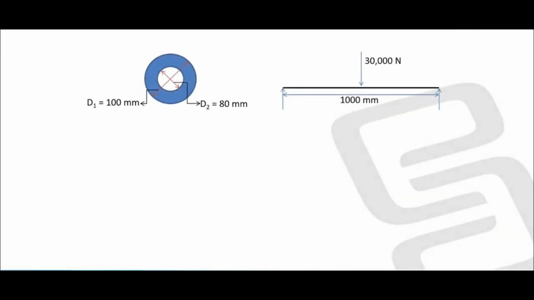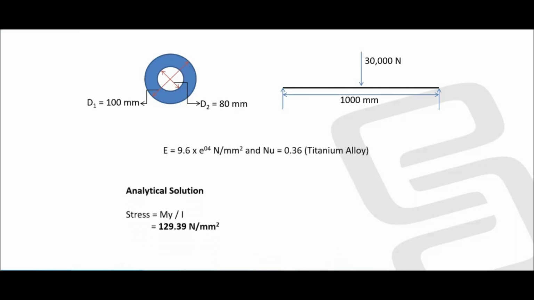Now first I will show you the problem statement. So this is the problem statement that we have. A circular tube cross section. The length of the beam is also given, the load is also given, material properties are here, as well as the analytical solution. So this is the analytical solution we are aiming for.